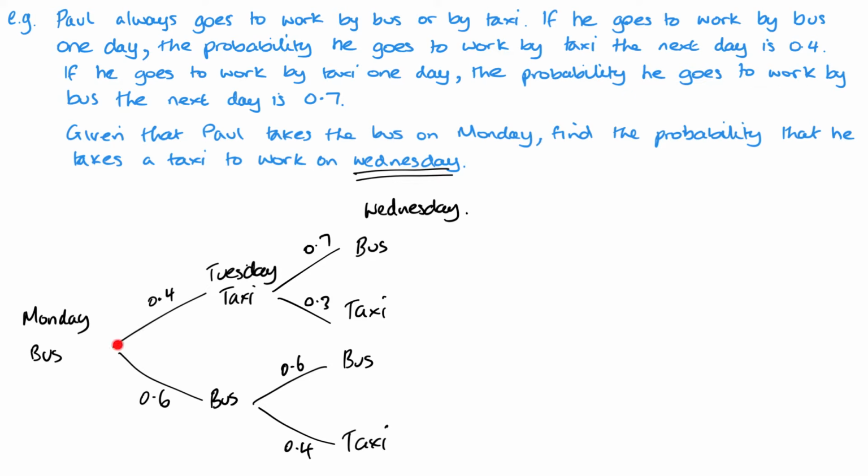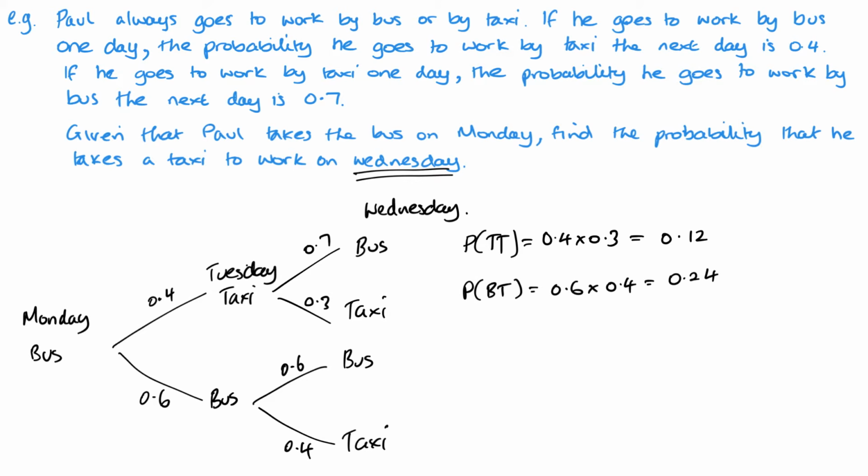So this scenario happens this way, 0.4 times 0.3. So this is like the probability he takes basically 2 taxis on both days. So 0.4 times 0.3, 0.12. And my second scenario is that he takes a bus, then a taxi. So that's the probability he takes a bus, then a taxi, which is 0.6 times 0.4, which is 0.24.